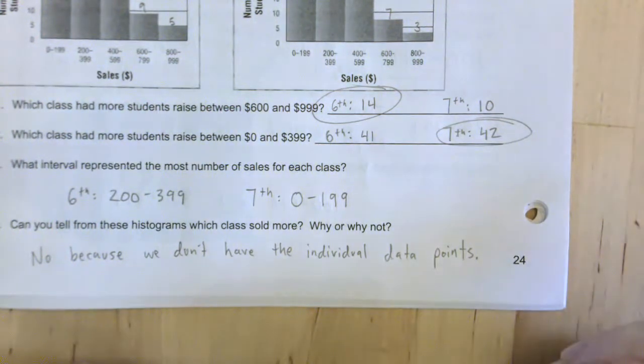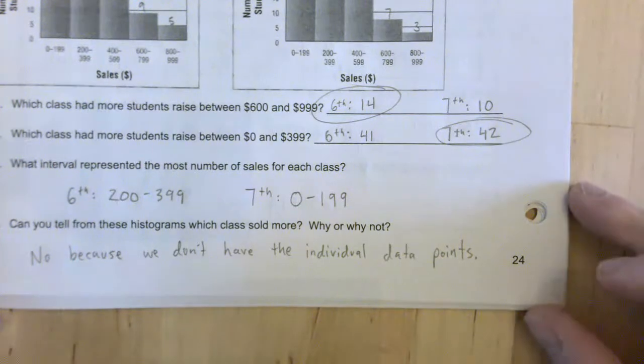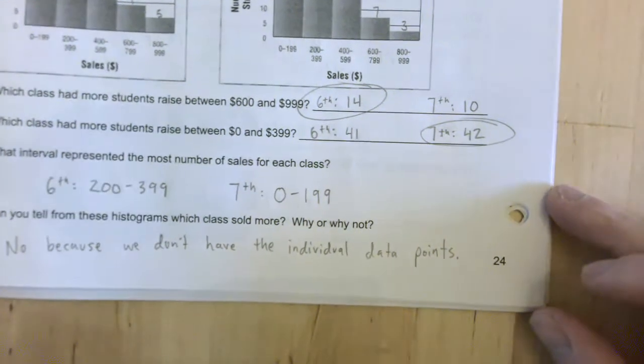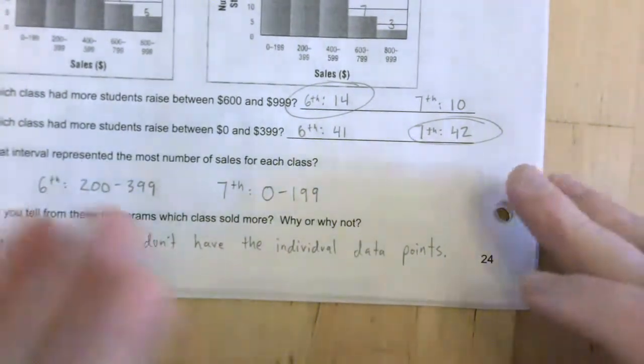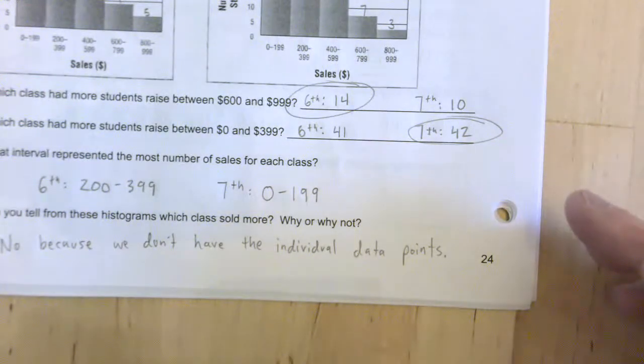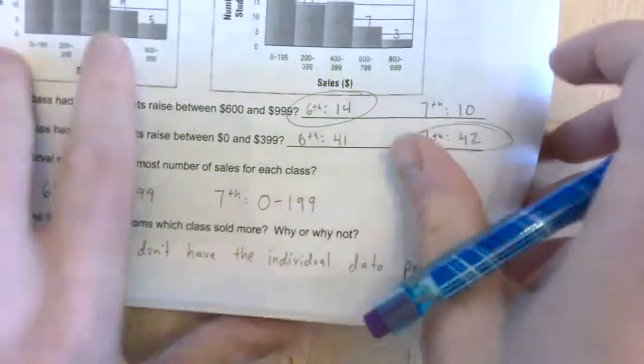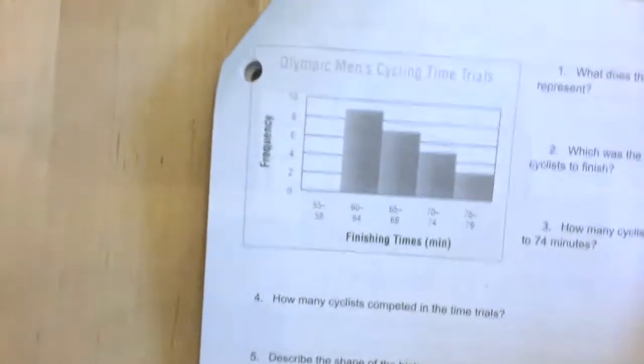All right. So sometimes you just can't get a definite answer. And we can't really take a guess either because again, we don't know who sold what in those intervals. All right, let's go on to the next page. Let's look at a couple more histograms here.